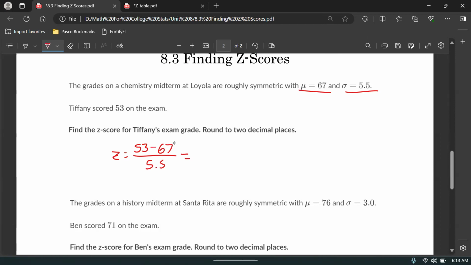So just a simple math equation, right? 53 minus 67 is negative 14. And then divided by 5.5. We get negative 2.55 as the z-score.